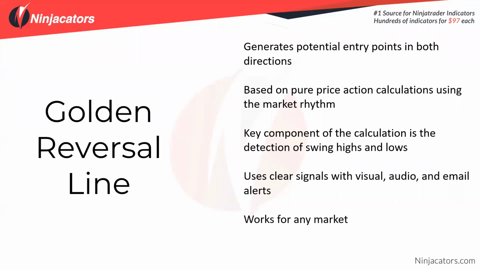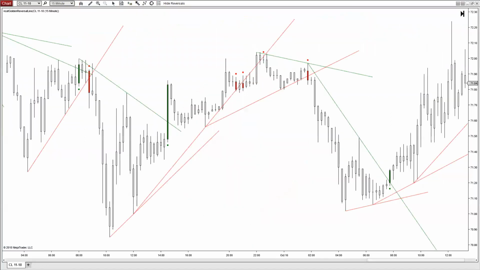Finally, it works for any market, on any chart type and time frame. All right, so here's the golden reversal line. These are some older charts that I'm going to go through, and we're going to go through some live examples at some point. But just to give you an idea of what you're looking for in the chart, you have the short line right here, this red line. You have a green long line here as well.